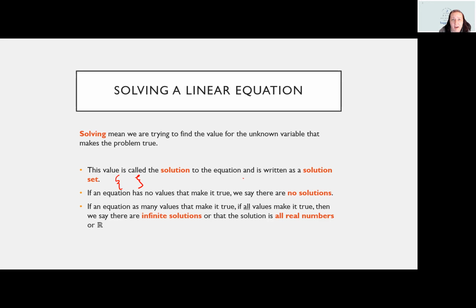Some equations have no numbers that make the equation true, and when that happens, we say there are no solutions. And some equations have more than one number that makes it true. If any number makes it true, if you can plug in anything into it, then we say there are infinite solutions. Or we'll say that the solution is all real numbers, and we'll use the abbreviation R to represent that as a shorthand.